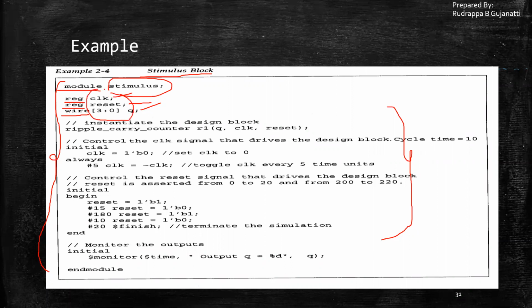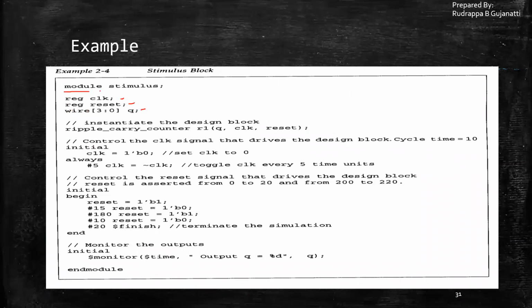These will be given as input to what? They'll be given as input to the ripple carry counter. So that is what we'll be doing here. Three things are defined: clock, reset, and Q. Then what is this module stimulus doing? It is creating an instance of the ripple carry counter. The instance created is R1. R1 is the instance of the ripple carry counter.